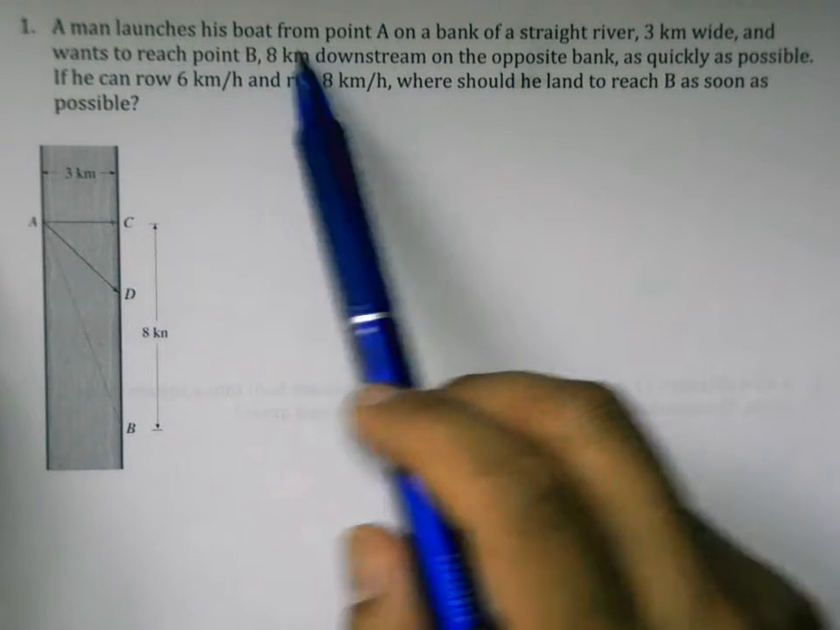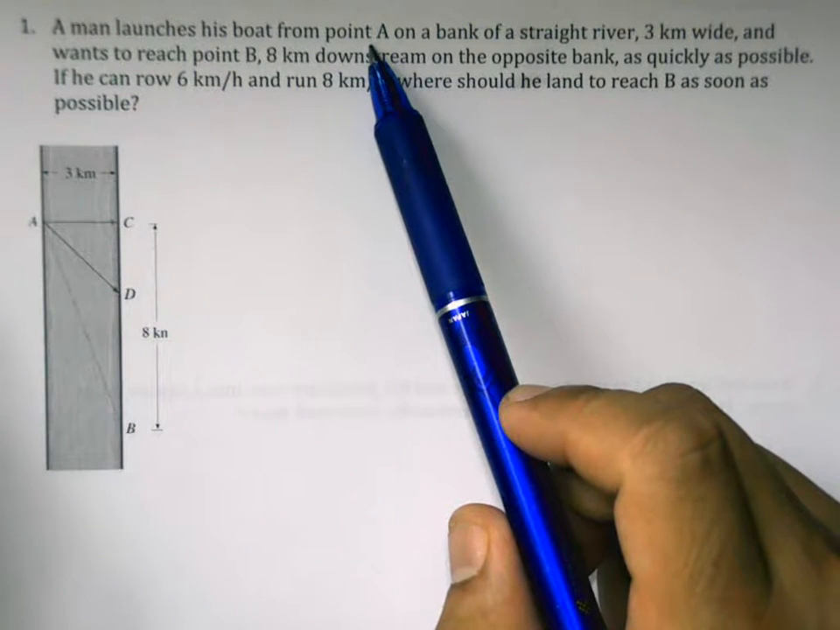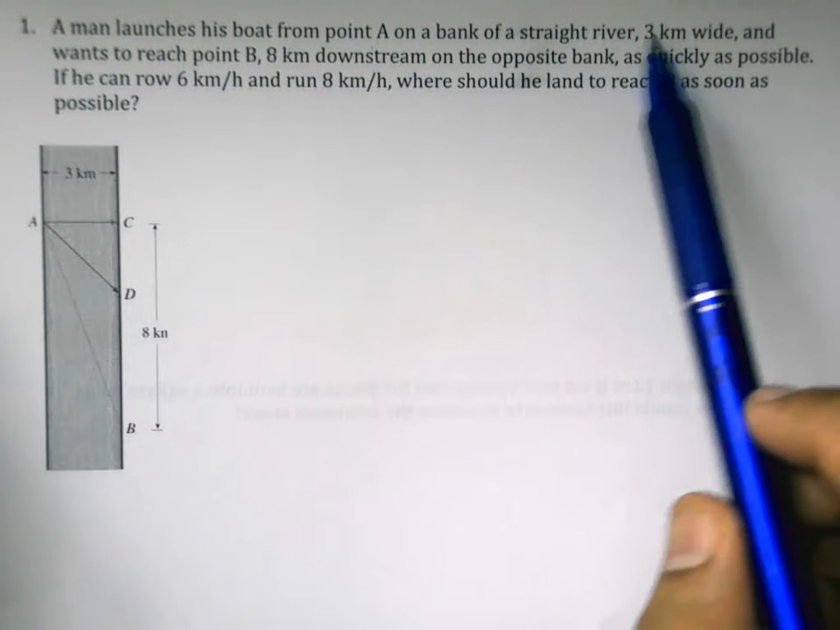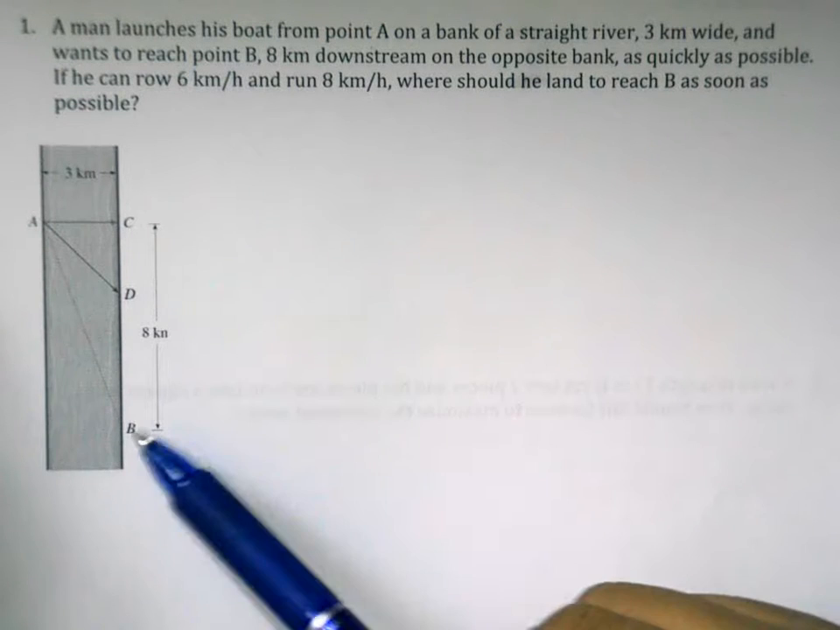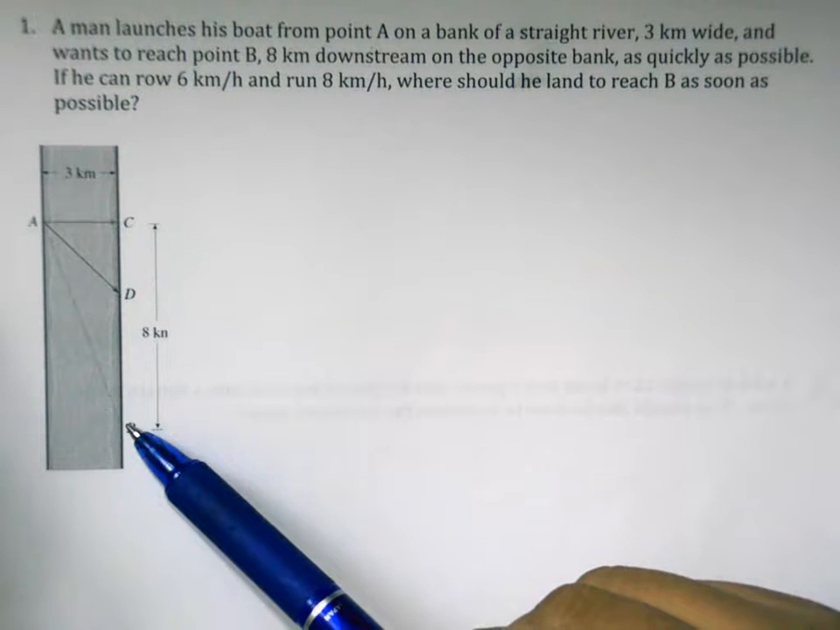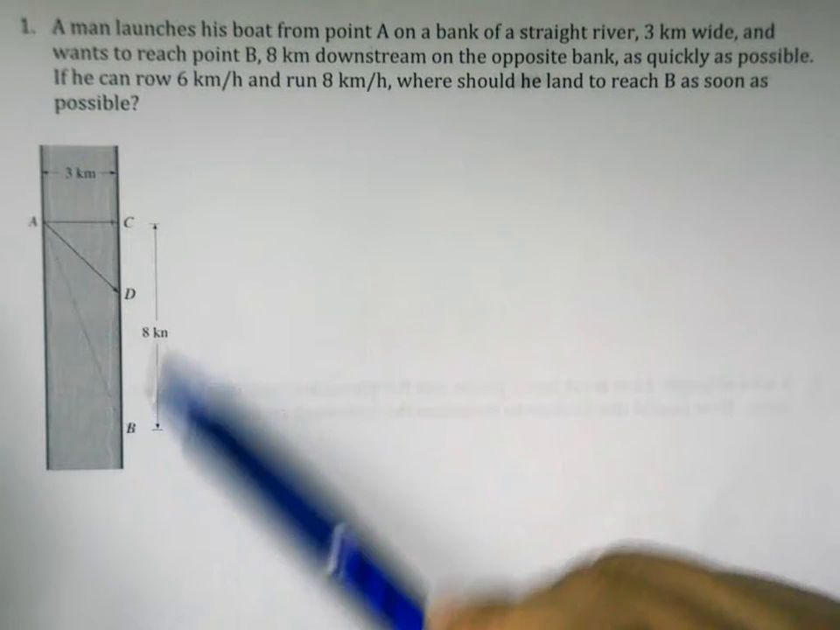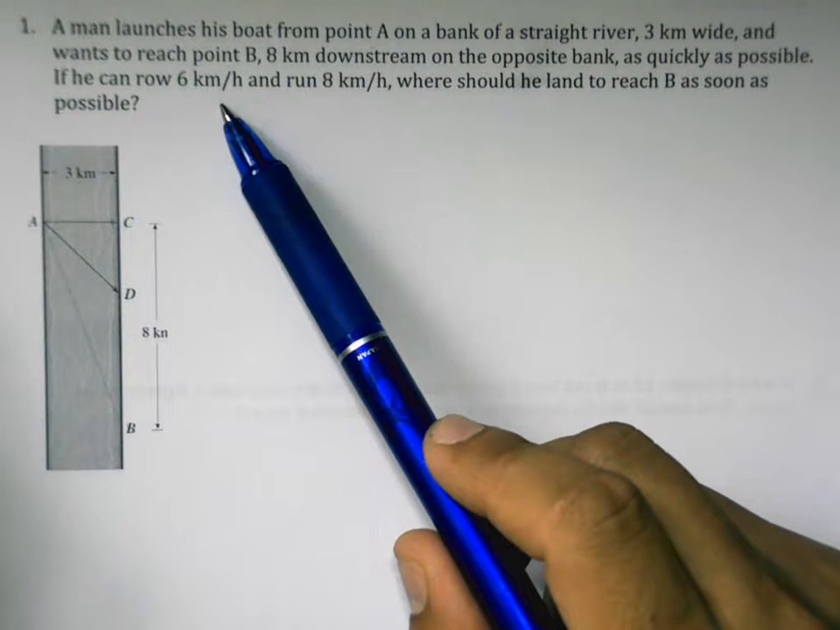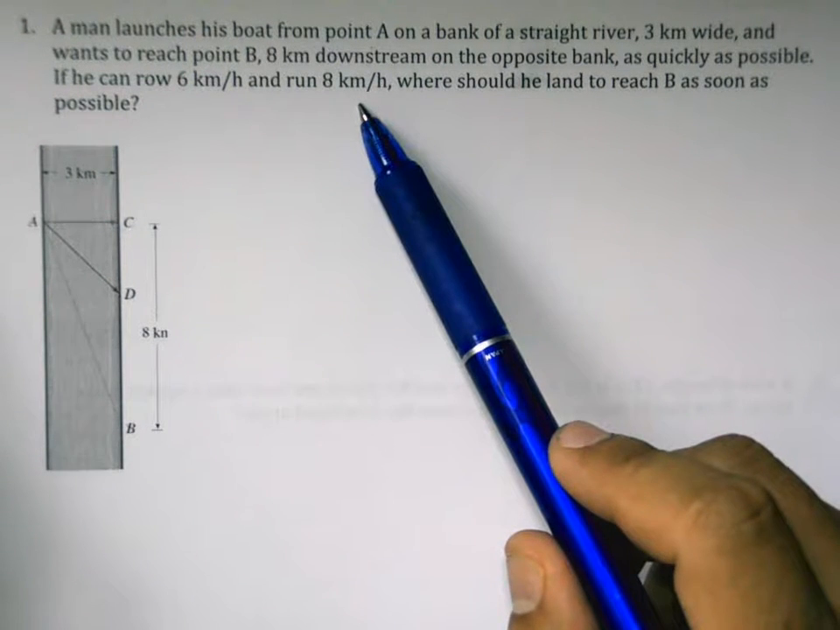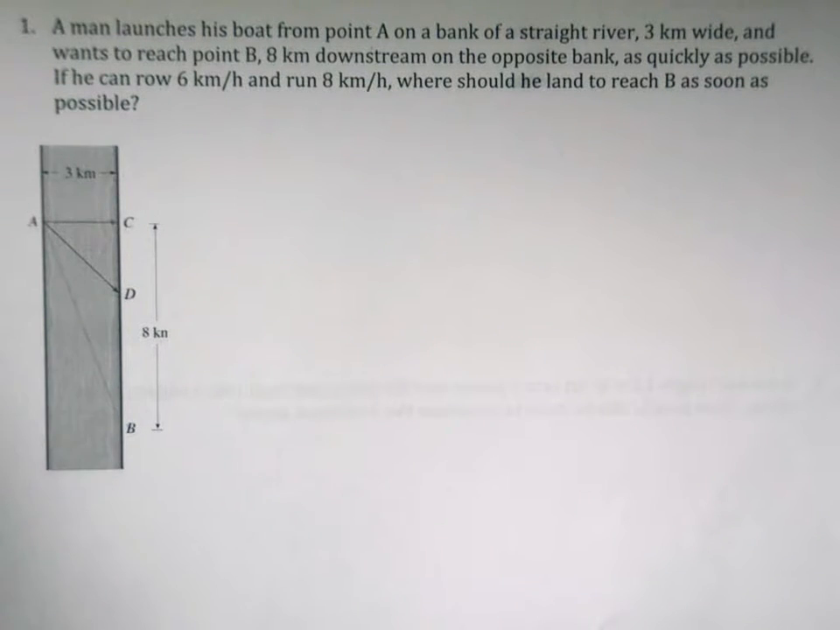A man launches his boat from point A on a bank of a straight river, 3 kilometers wide, and wants to reach point B down here, 8 kilometers downstream on the opposite bank as quickly as possible. He can row 6 kilometers per hour. That's pretty good. And run 8 kilometers per hour. So where should he land to reach B as soon as possible?